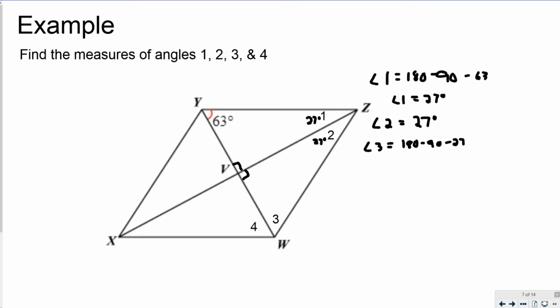And the reason I keep using 180, despite the fact that a rhombus adds up to 360 like all the other quadrilaterals, is that all of these shapes within a rhombus are triangles. That leaves 63 degrees for angle 3, which proves another property. Angle 4 is congruent to angle 3, so angle 4 is also equal to 63 degrees.